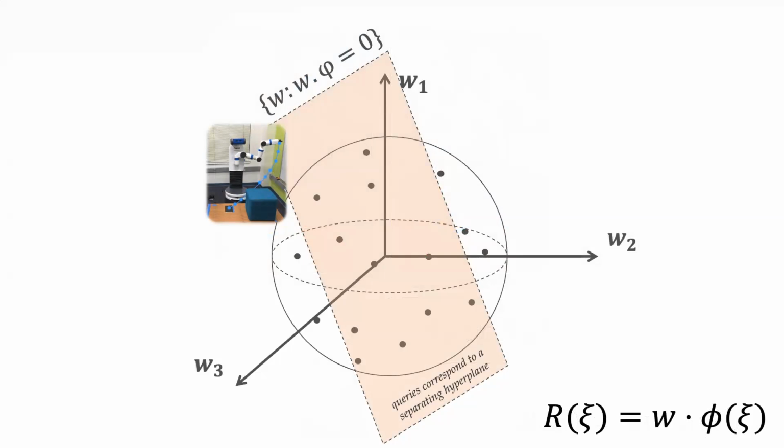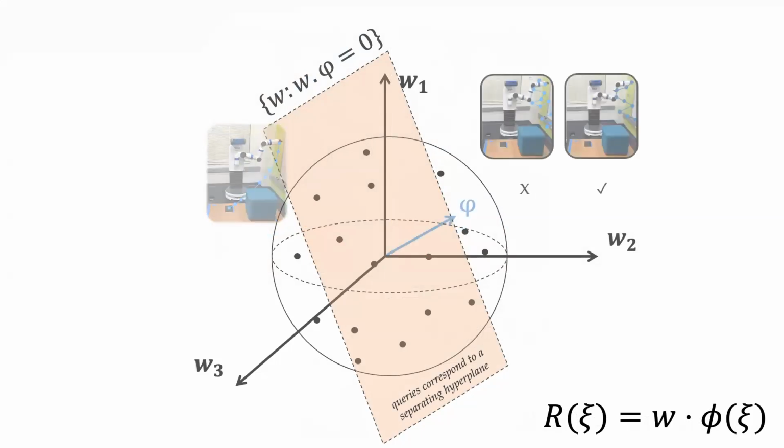Okay? Then every question, every query that you're asking from a person, do you like A or do you like B, corresponds to a separating hyperplane in this space, corresponds to the plane of W dot phi being equal to 0. That phi being the difference between the features over trajectory 1 versus trajectory 2. Okay? And the human telling me, well, I like A over B or I like B over A, that basically tells me which side of the hyperplane is preferred. Do you like the right side of the hyperplane or do you like the left side of the hyperplane?